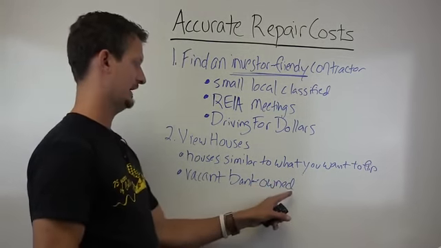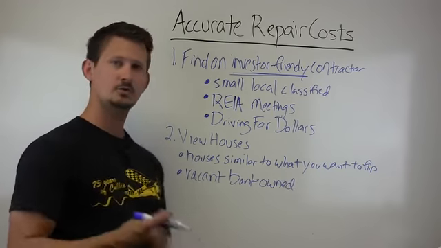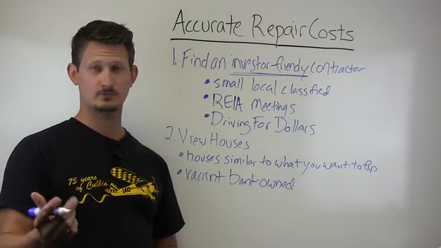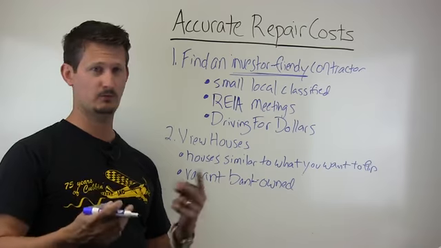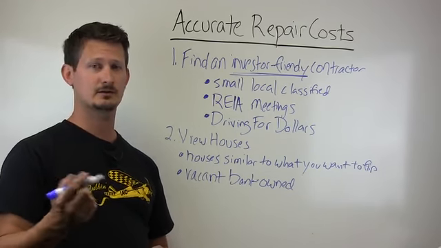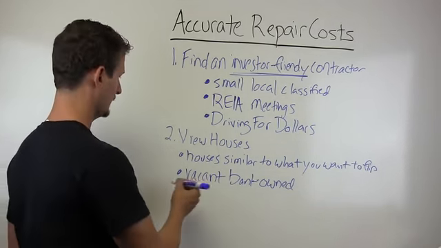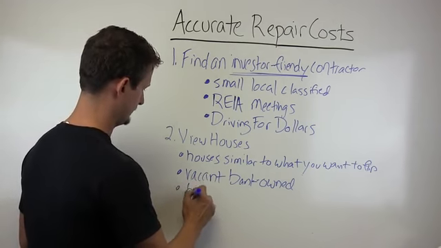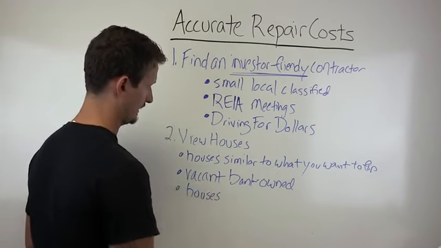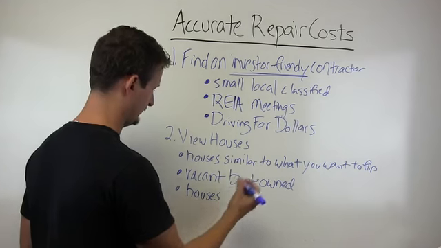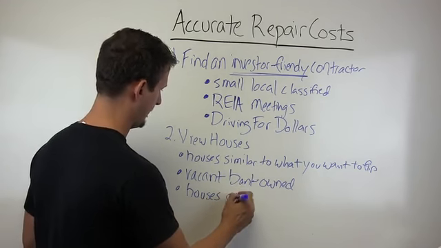The vacant bank-owned houses, the REOs, you can have a realtor schedule to go and look at those houses, maybe one or two, and have your contractor come over there with you. And then another place is the houses that the contractor is already working on. So if you found them driving for dollars, you can use the house that they're already working on.